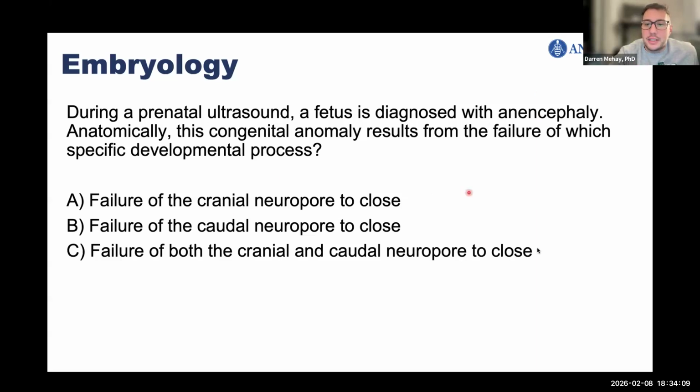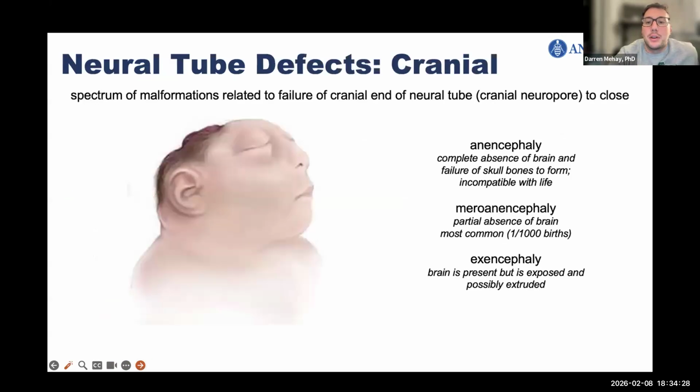Fantastic. I'm seeing a bunch of answers. So the correct answer is going to be A, failure of the cranial closure, in contrast to the caudal neuropore, or both. So anencephaly is specifically of the cranial neuropore. As we can see here, a spectrum of malformations are related to the cranial end of our neural tube.